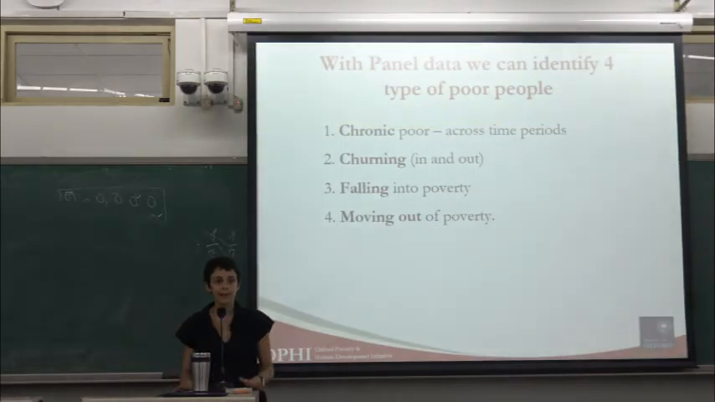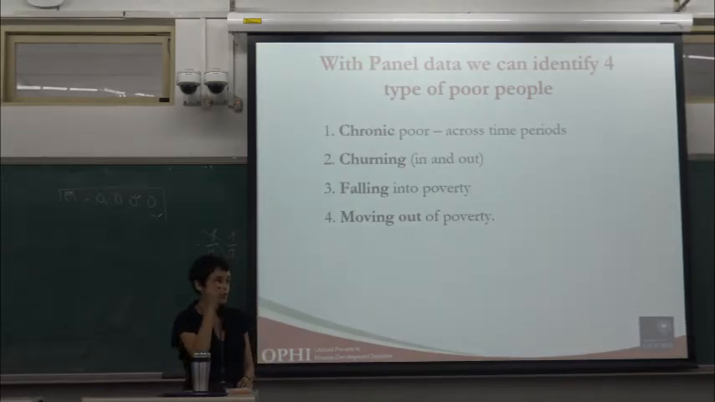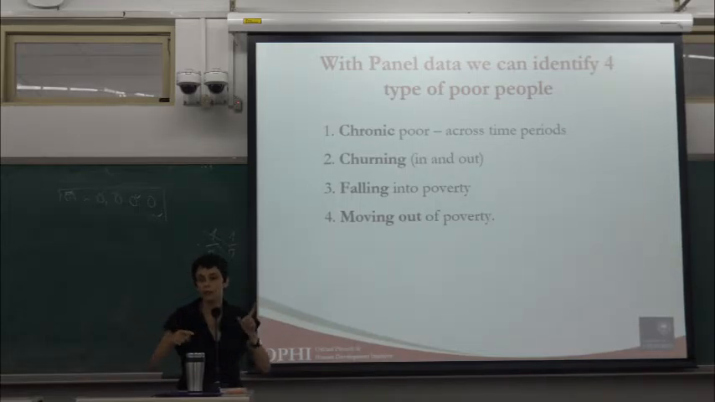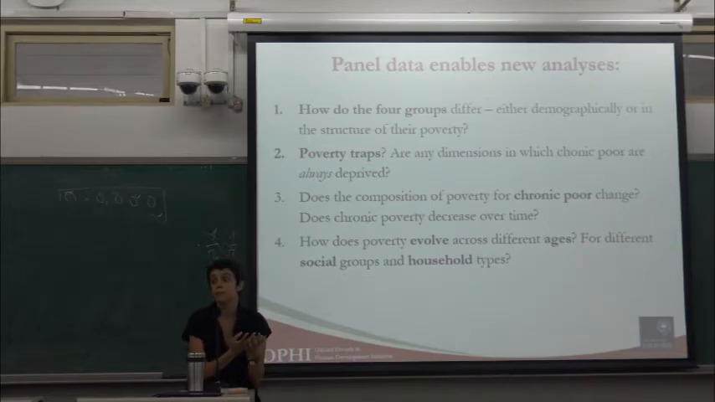Suppose we have panel data. Panel data would be awesome because then you can really divide your sample into groups. You can know who has exited poverty, who has been constantly in poverty, who has been in and out of poverty, and who has never been poor. So you can see where people were and where they are heading. And that allows you to answer a variety of questions.